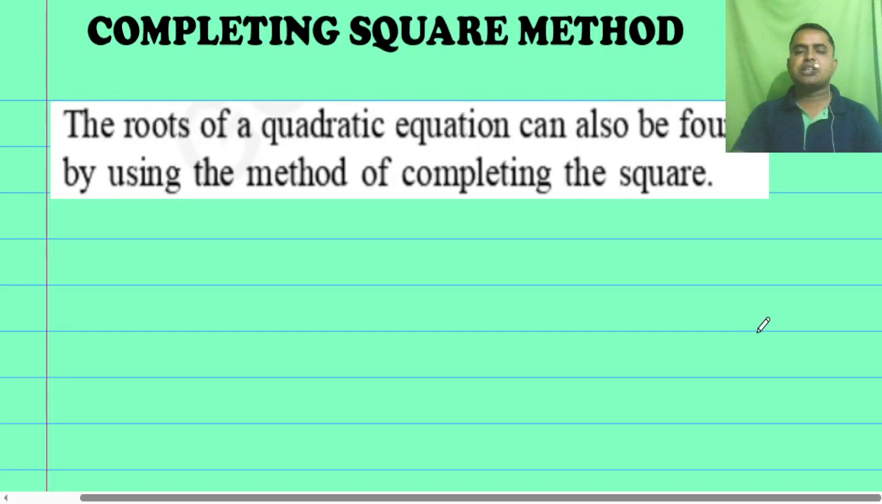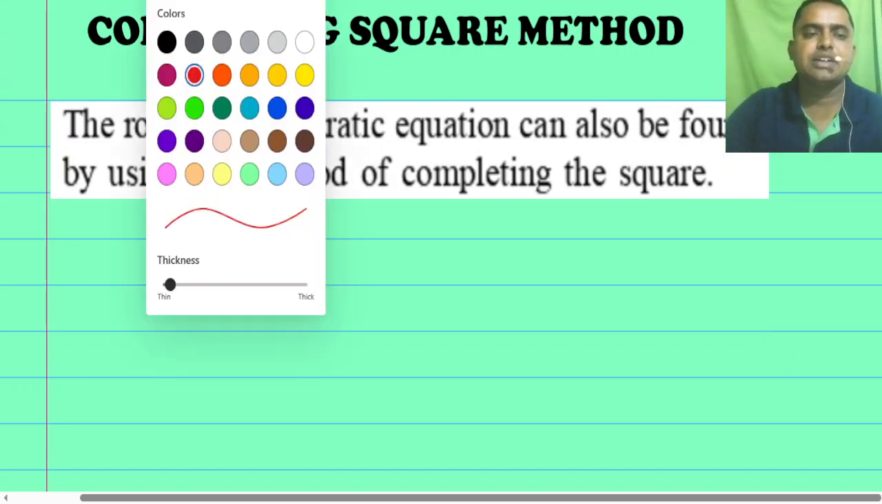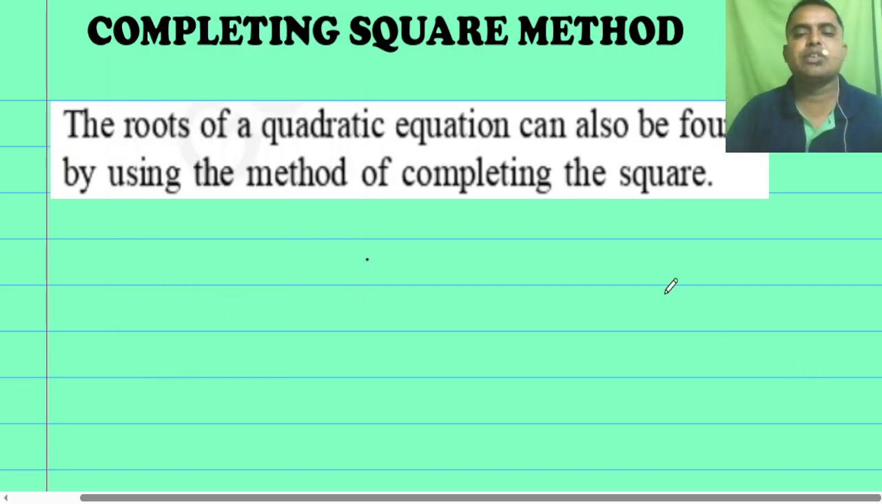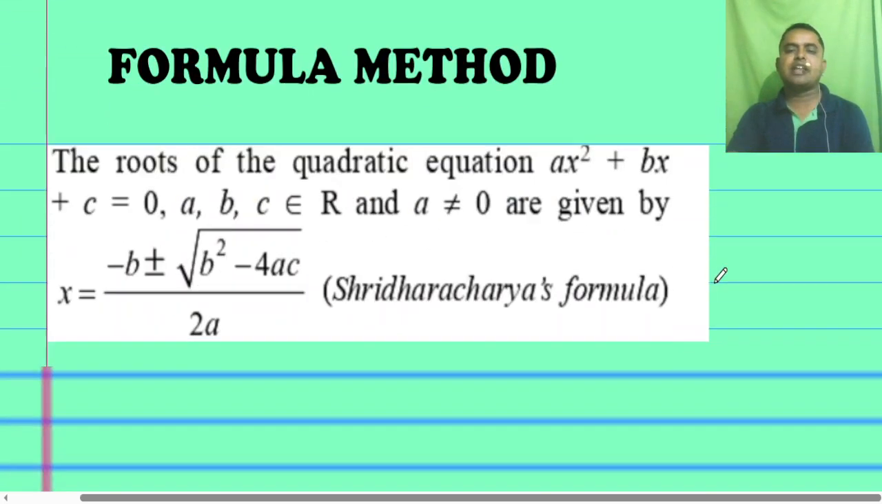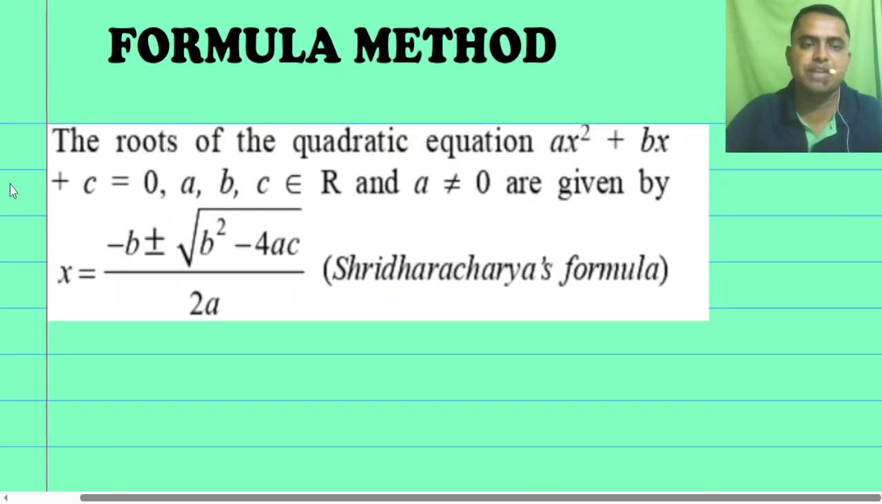So next is the completing the square method. Another method of solving the quadratic equation is the completing the square method. This will not be asked for competitive exam purposes. We can get descriptive type problems here. And the last method is the formula method.